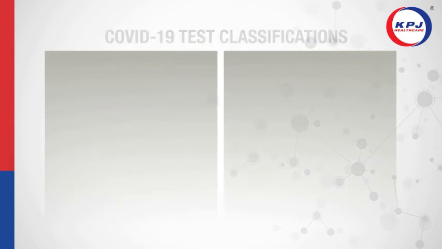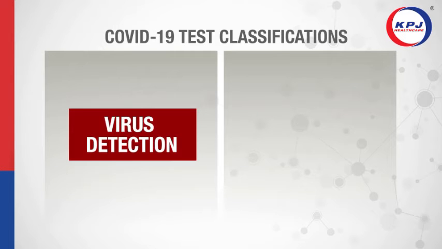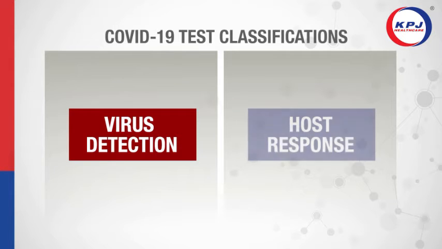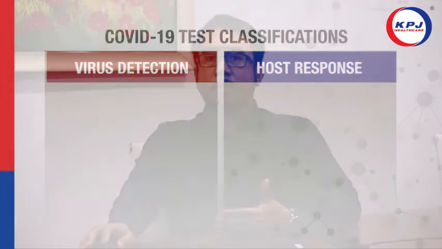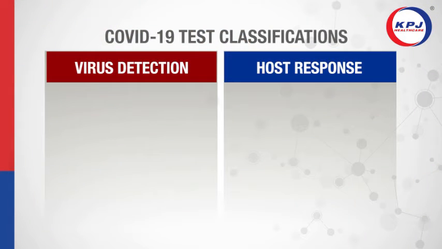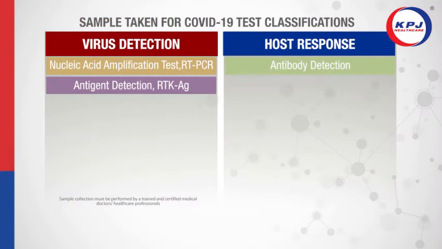Alright, so we have two classifications of tests. One is virus detection, and the second one is the detection of host response, which is the detection of antibodies. In terms of virus detection, we have two classifications of testing: NAT, or nucleic acid amplification test, and also antigen tests.